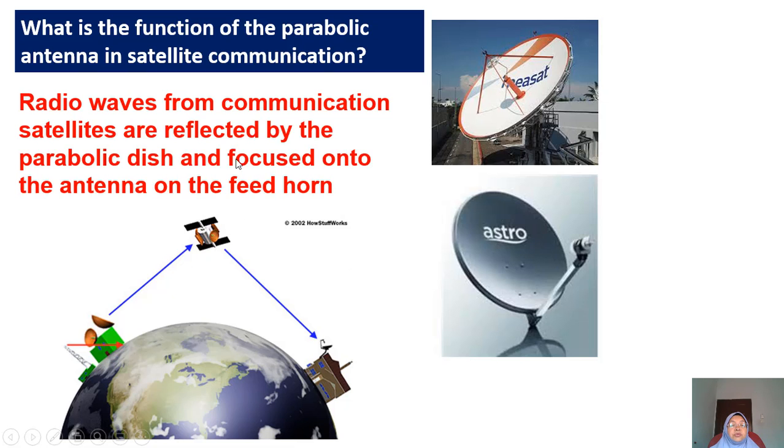So radio waves from communication satellites are reflected by the parabolic dish and focused onto the antenna horn, or the feed horn. So this is the antenna feed horn. So the signal from the satellite will focus here and then be reflected by the dish to go to the receiver. Okay, so this is the satellite. So the transmitted signals go to the satellite and the reflected ones go to the antenna.